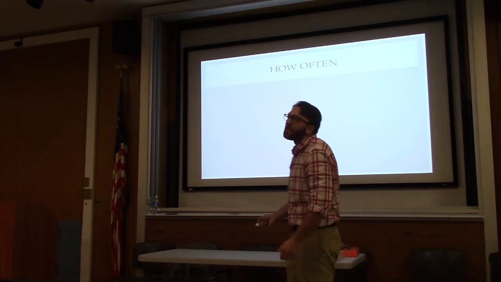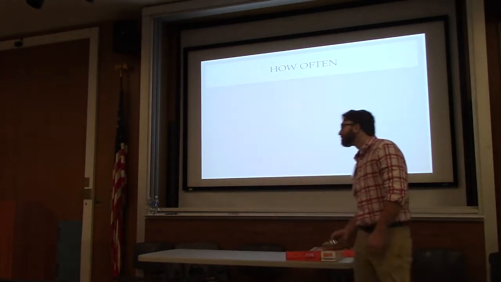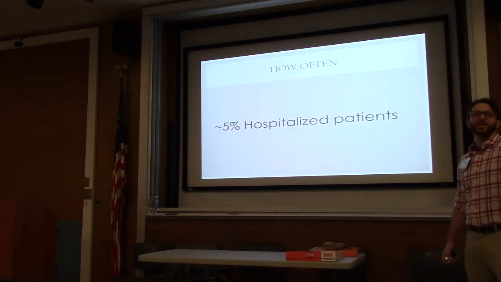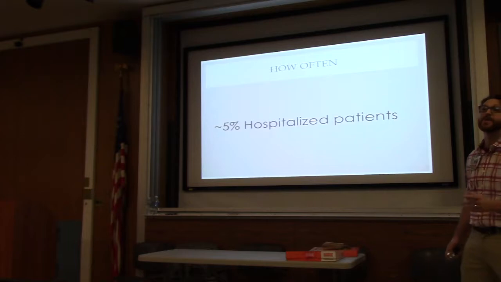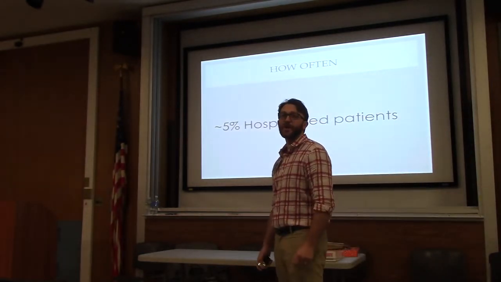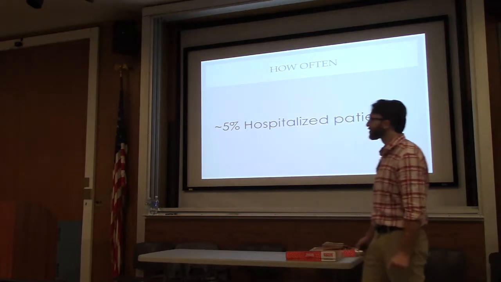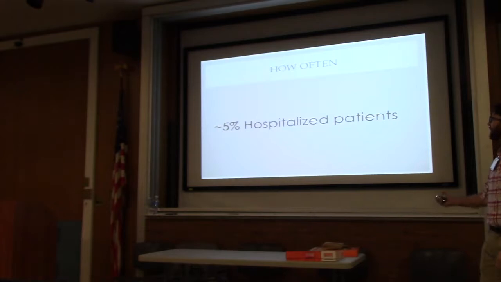How often does this happen? Is this rare? Am I wasting your time? Or is this common? 5% of hospitalized patients. But our really sick patients, up to 20 to 25%. So this is the patients that we're admitting to the ICU, our septic patients, our chronic malnourished patients, our alcoholic patients. So it's not uncommon, and it's just common enough that it's worthy of looking for.